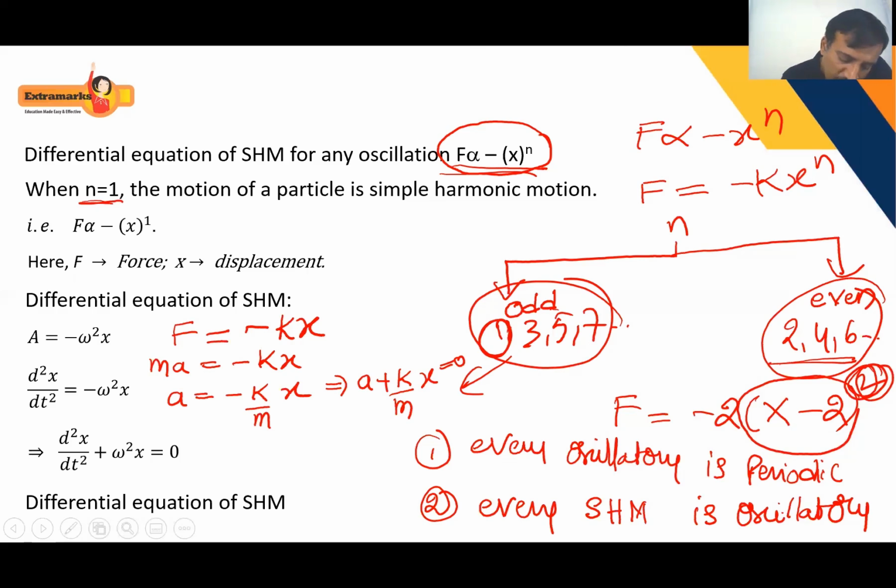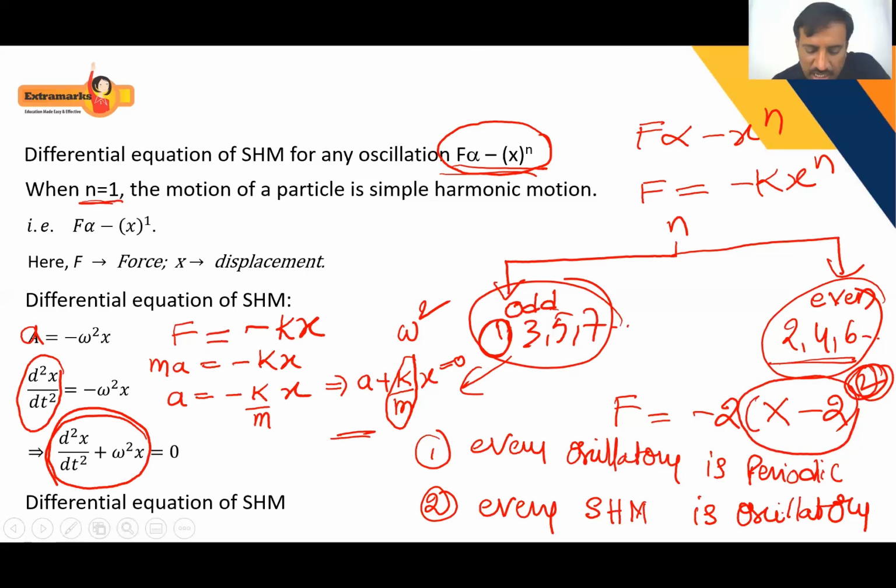Now what is a? A is nothing but d square x by dt square. Don't think that this a is amplitude, this a is acceleration due to the restoring force. Okay, and now k by m is nothing but omega square. So instead of saying k by m directly, the expression is given like this. But remember, omega square is nothing but k by m. D square x by dt square is nothing but acceleration, you know that. So this is the differential equation of SHM.